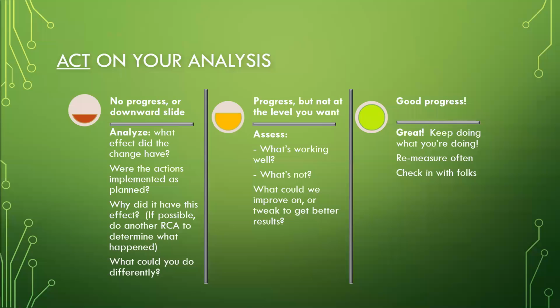More commonly, I see instances where there's progress, but not quite at the level that they want. So in this case, the action would be figuring out what's working well and what's not. What could be tweaked to get better results? So really kind of doing that analysis when things are improving, but not quite to the degree that you were hoping for. And if you're seeing good progress, that's great. Keep doing what you're doing, but make sure you still remeasure often and you check in with folks. Because again, when the meeting about certain projects doesn't happen frequently, it can get dropped and buried under other priorities.